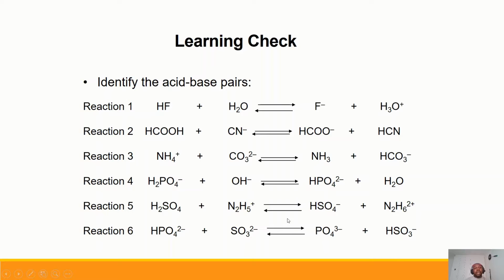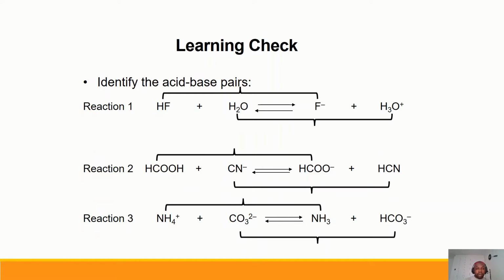So let's do some learning check. Let's identify the acid-base pairs for this reaction. So for the first reaction, HF is going to be the acid. Water is going to be the base. So F minus is going to be the conjugate base of HF, while hydronium ion is going to be the conjugate acid of water.